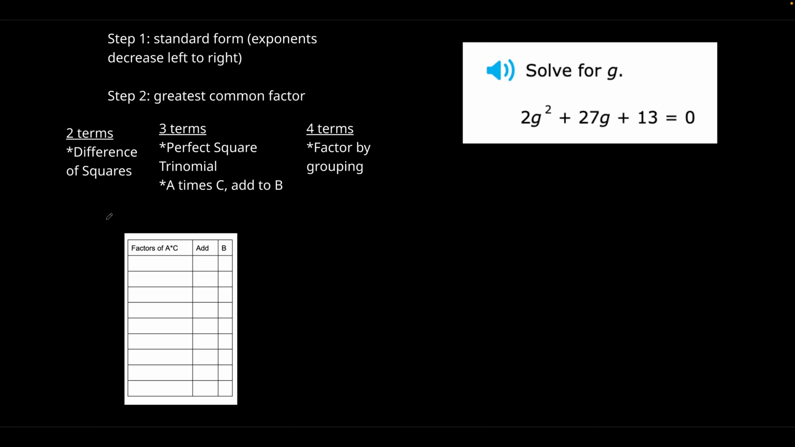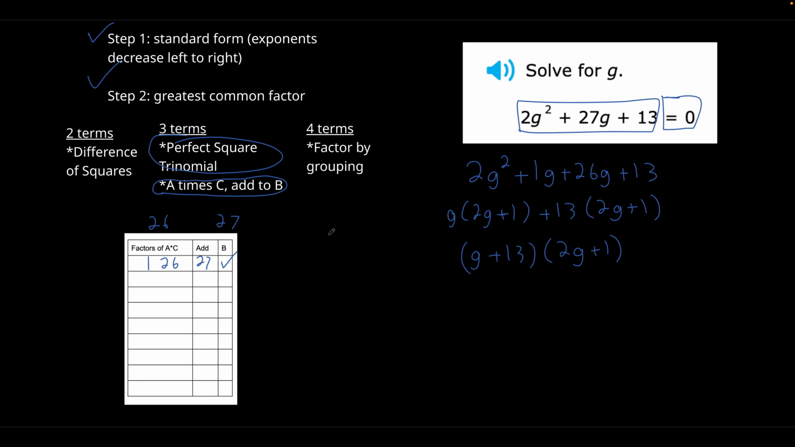So the new part for today is, we've learned how to do this part. What about this new equals 0 part? For now, we're going to ignore the equals 0 and factor this like we've been doing for many lessons now. I'm going to quickly show the work for that. Again, we should know how to do this: factoring by grouping, a times c add to b, and so on. So we get to here. The new part is we're going to put this equals 0 at the end.